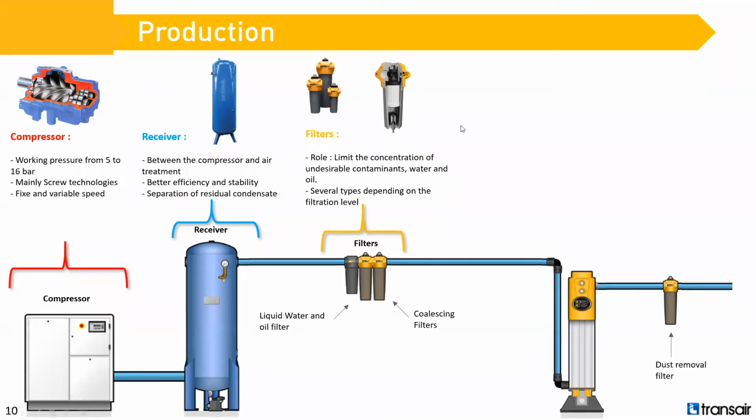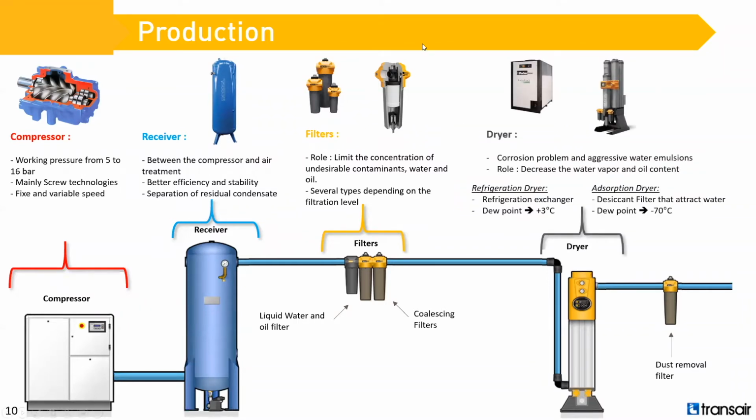They're just filters. Then the second element of the air treatment, the dryer. As I've said before, there is water inside the compressed air and we need to remove that water, because that water can cause corrosion problems, but also the oil contained in the compressor and in the environmental air the compressor is using can mix to form aggressive water emulsions. So the role of the dryer is to decrease the water vapor and oil content, to remove the water from the compressed air. We distinguish two types of dryer.